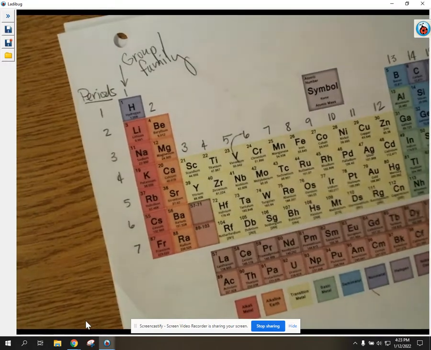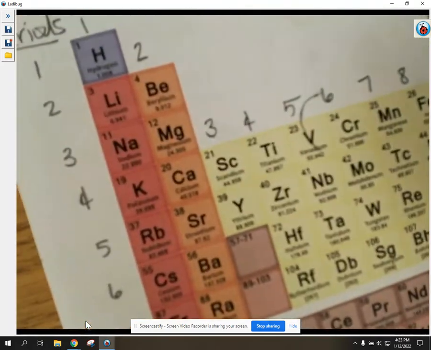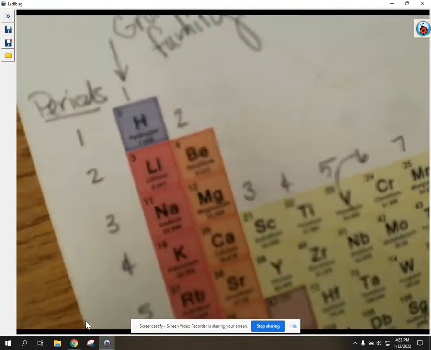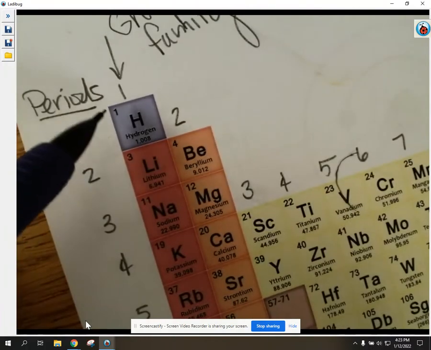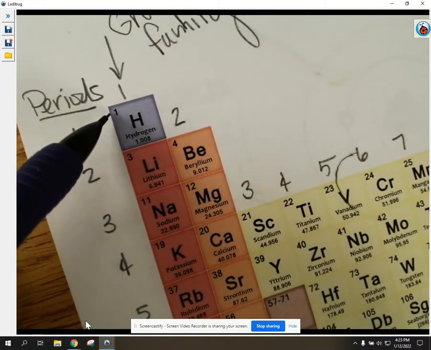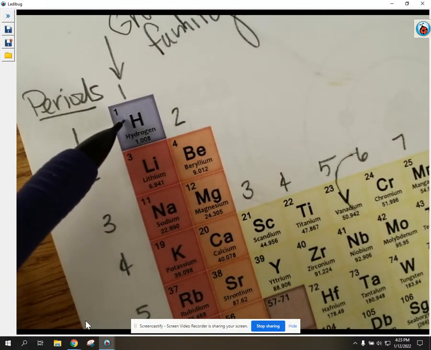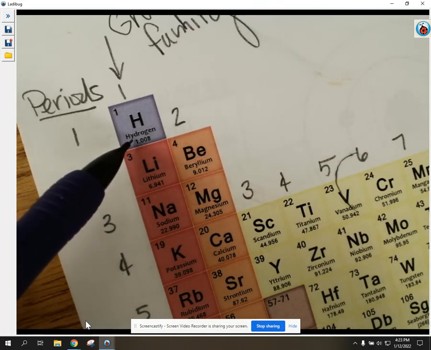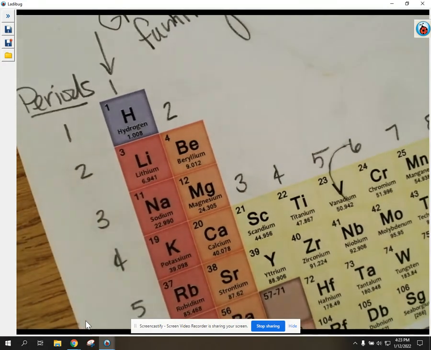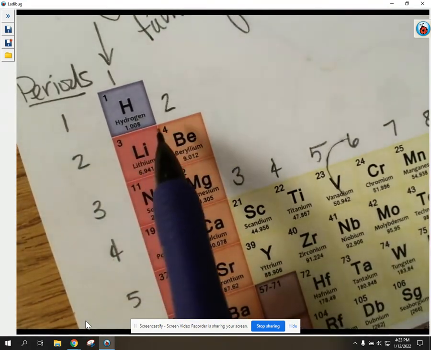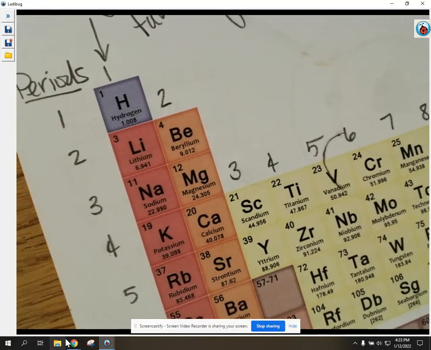So what have we not looked at? We know that this number at the top is the atomic number, or the number of protons. Here we have the element symbol, here we have the name of it, and here we have what we call the atomic mass. You might wonder, well, why is it not a whole number?